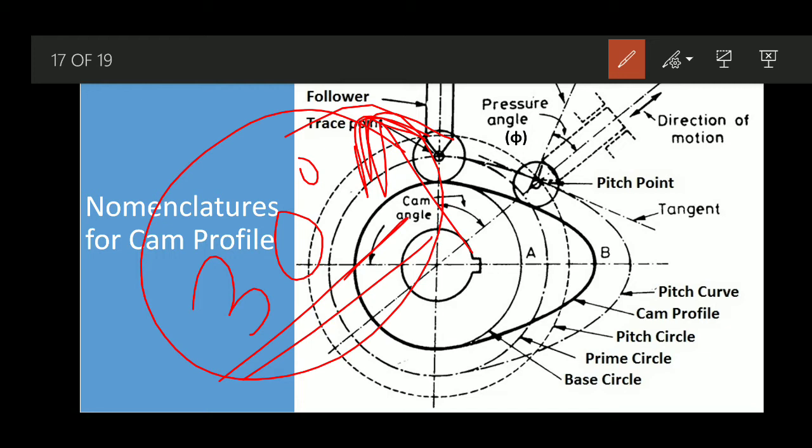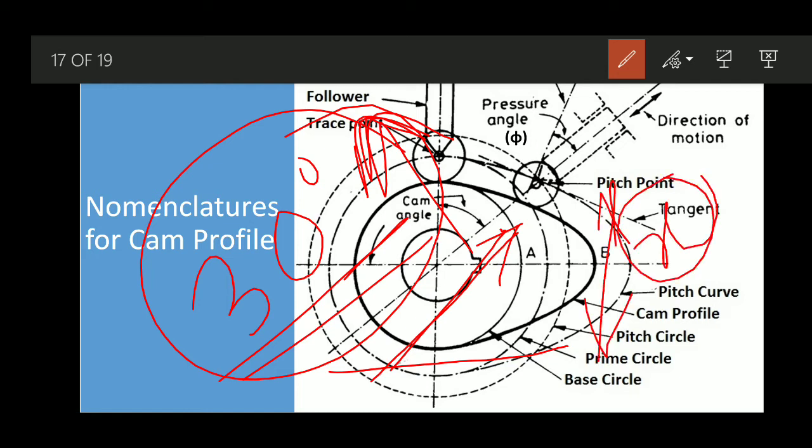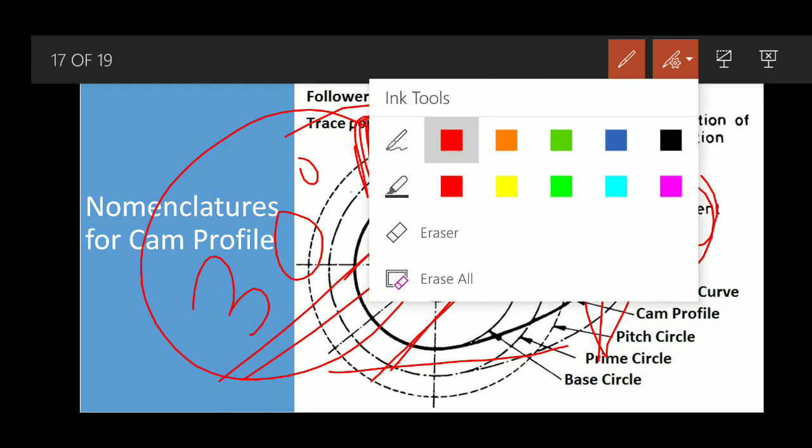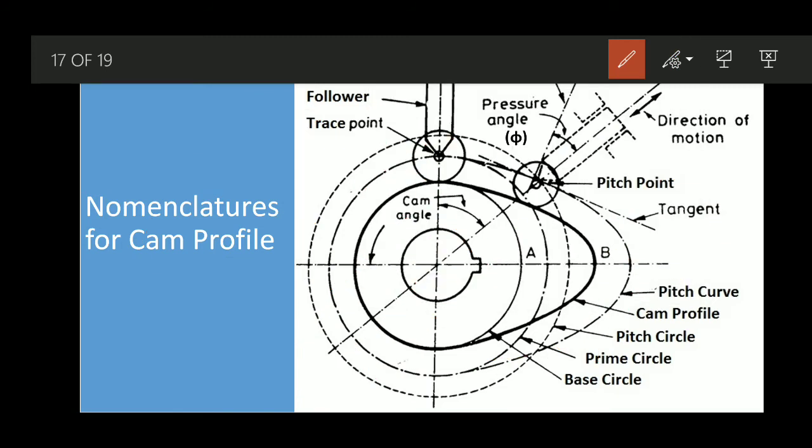This pressure angle depends on the angle of ascent. We know the angle of ascent is the angle during which the follower lifts up, and it also depends on the lift of the follower, that means how much displacement is there on the follower, and similarly on follower motion or offset, etc. Within the limits of the design, we always go for a pressure angle that is as small as possible.